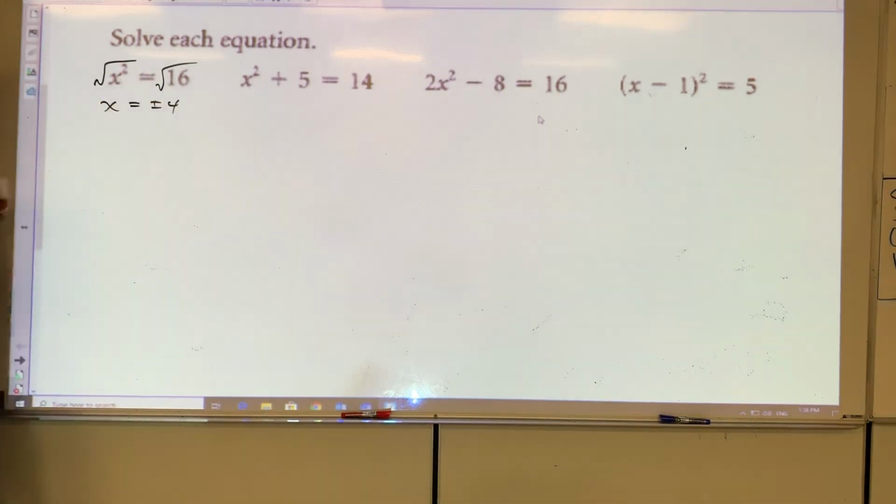Don't forget the plus or minus. That's a big one. Right, because you are solving for x-intercepts when you do this, right? So if you forget the plus or minus, you're going to be missing one of them, okay?